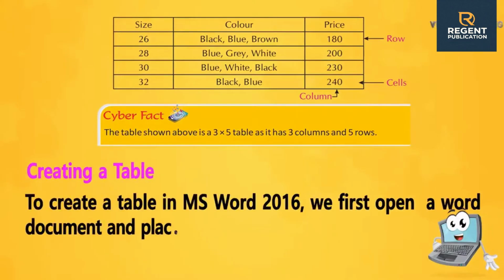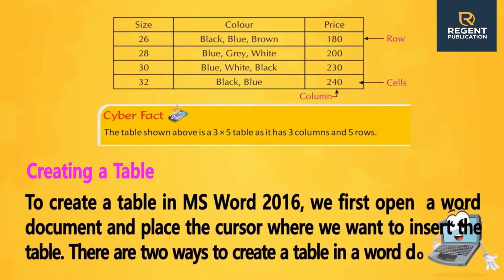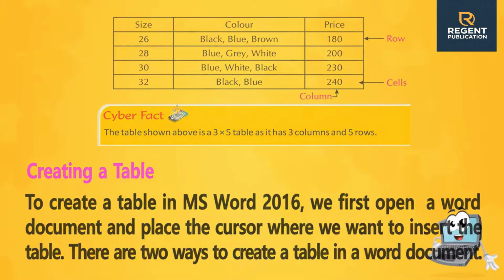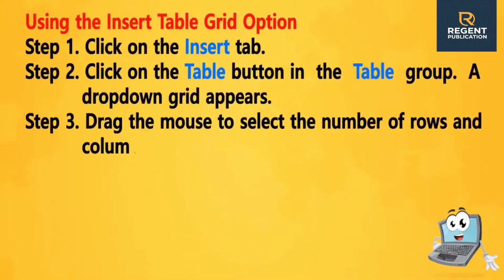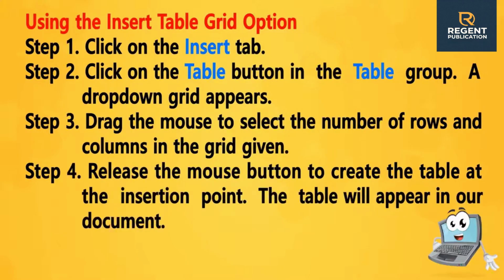Creating a table. To create a table in MS Word 2016, we first open a Word document and place the cursor where we want to insert the table. There are 2 ways to create a table in a Word document. Using the Insert Table Grid option.